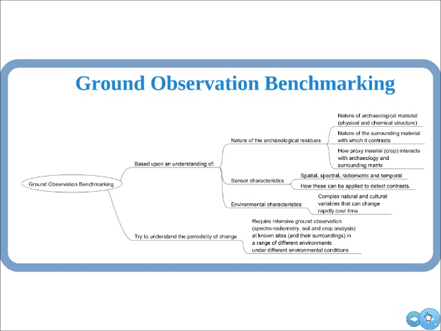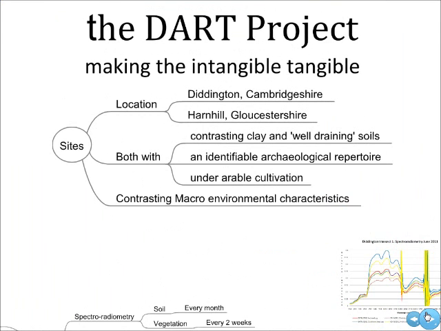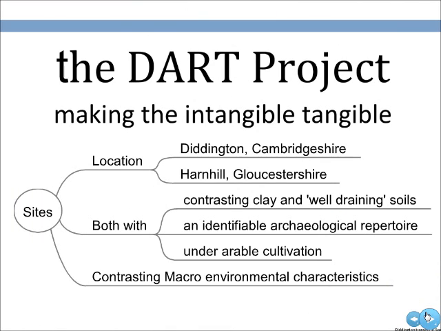So trying to understand this periodicity of change will require intensive ground observation. And that's what we're doing with the DART project. We have 2 sites we're looking at, located in Diddington in Cambridgeshire and Harn Hill in Gloucestershire, both with contrasting clay and well-draining soils. Each has an identifiable archaeological repertoire, and both are under arable cultivation. Interestingly, both of them have contrasting macro-environmental characteristics. Diddington is drier and warmer, and Harn Hill is wetter and slightly colder.